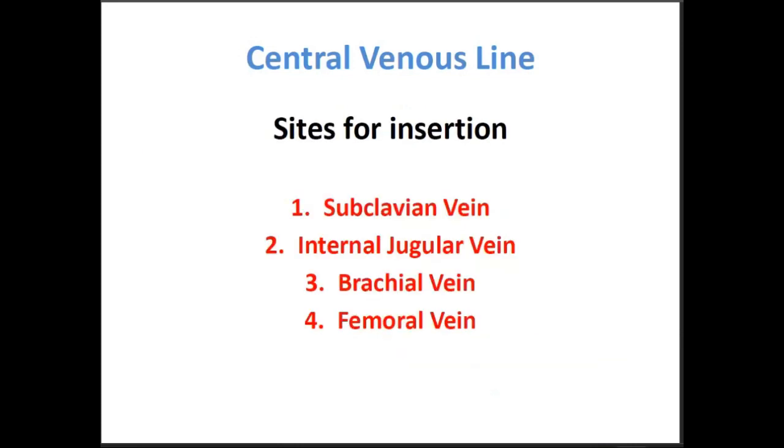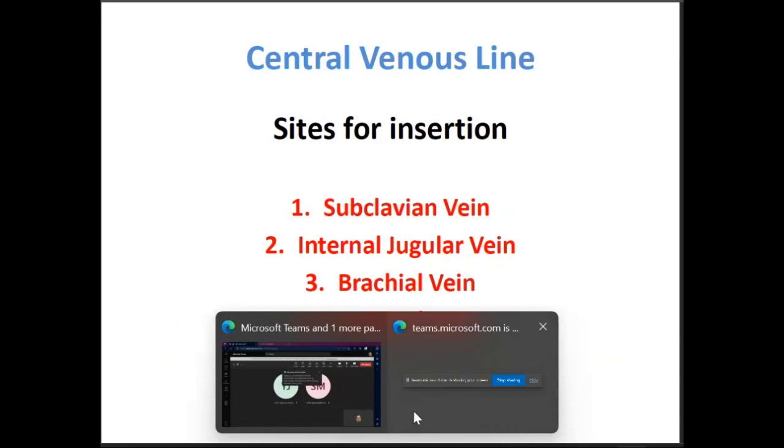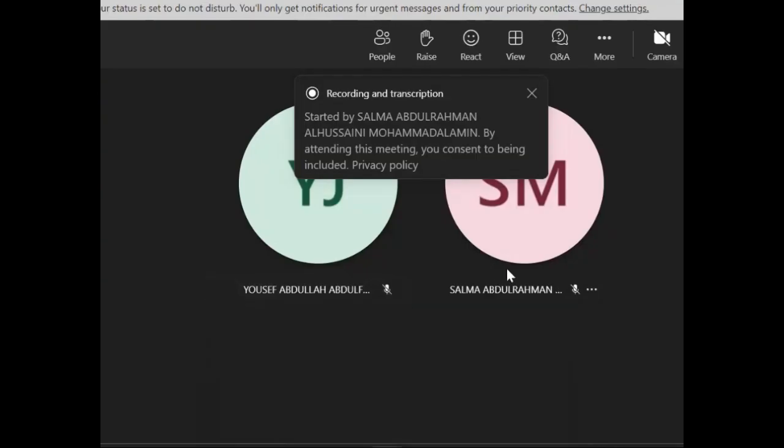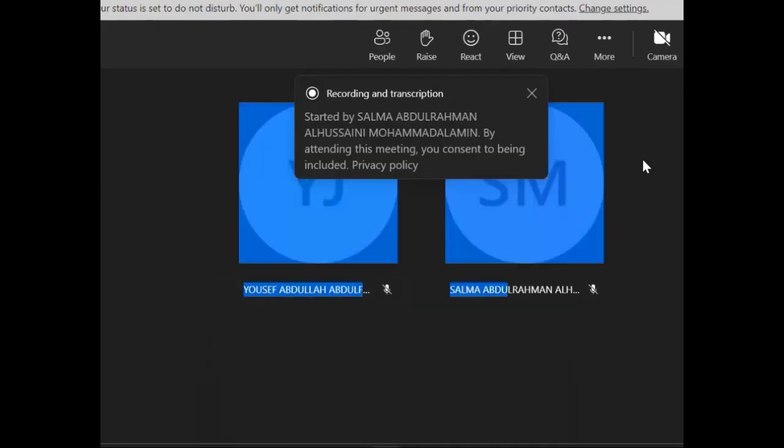So, as we said, you have the internal jugular, subclavian, brachial vein, and femoral vein. The brachial vein is honestly less commonly used, but it's actually close to the subclavian vein, in close proximity.